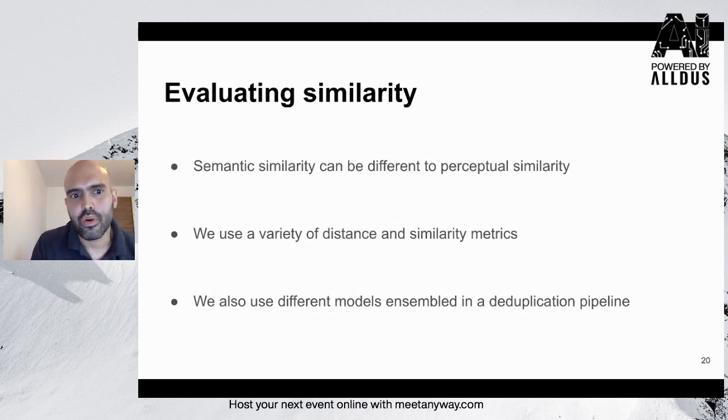So we use both semantic similarity criteria, like tagging, and perceptual similarity. We use a variety of distance and similarity metrics in order to evaluate whether things are similar or not. And we also use different models and sample in the deduplication pipeline in order to distinguish whether two offers are actually belonging to the same rental unit, as we call it.